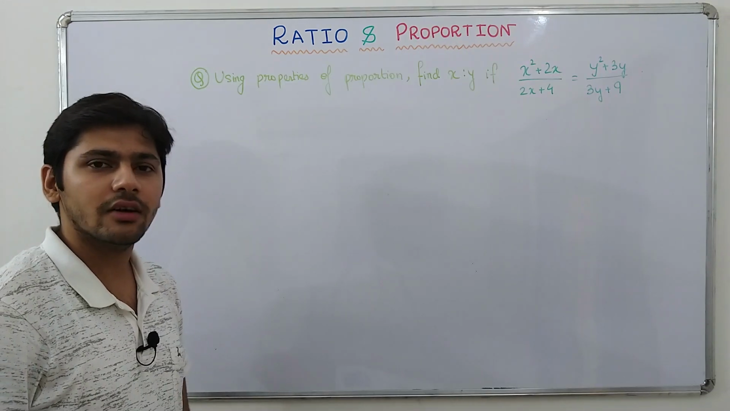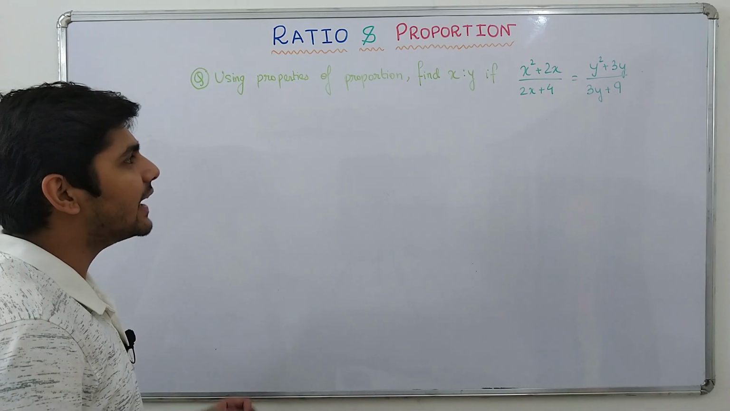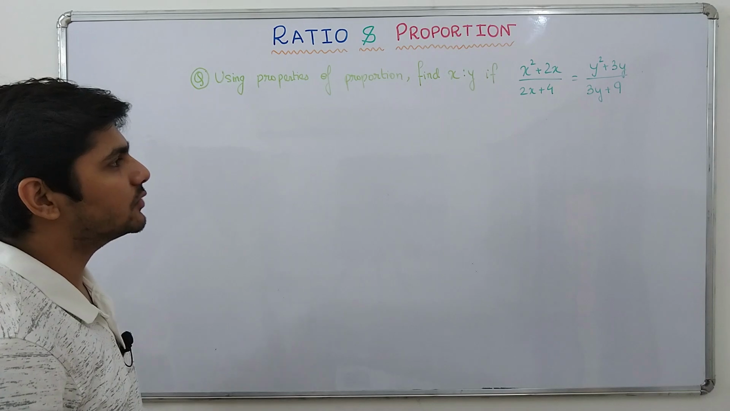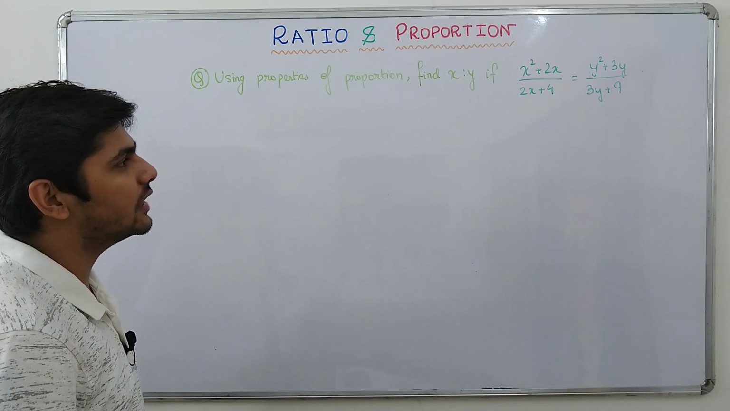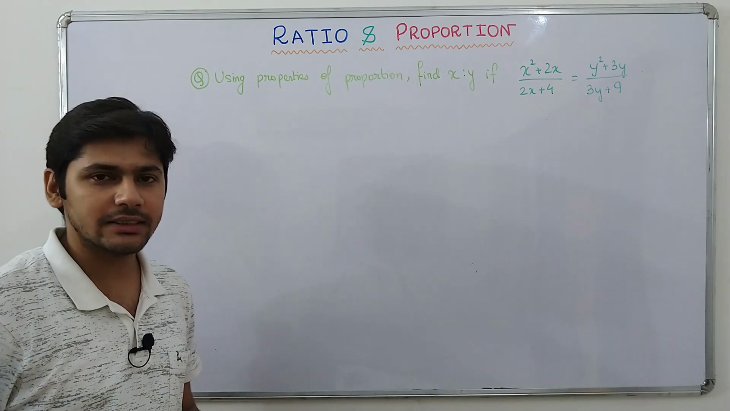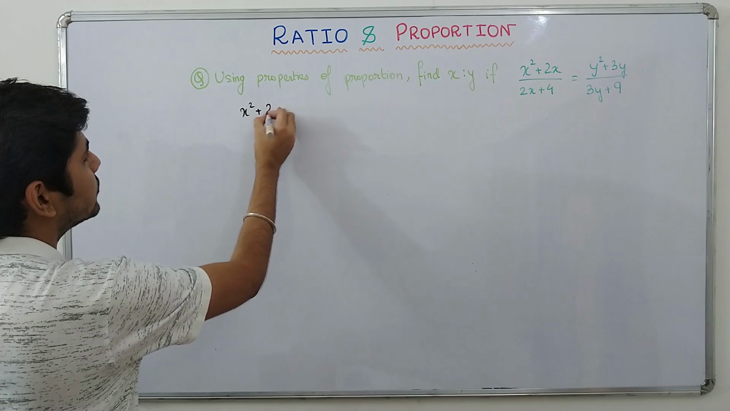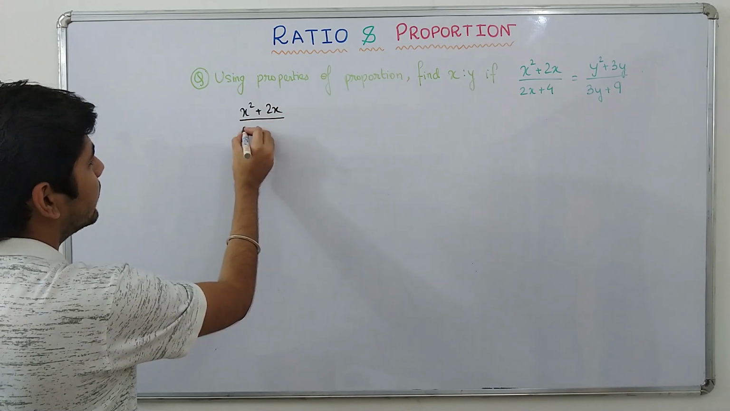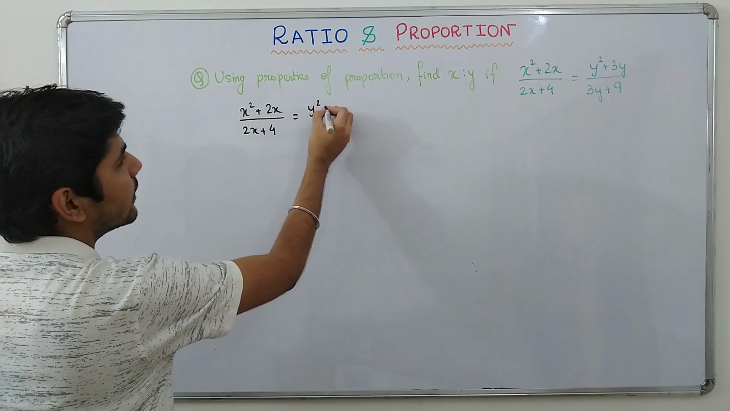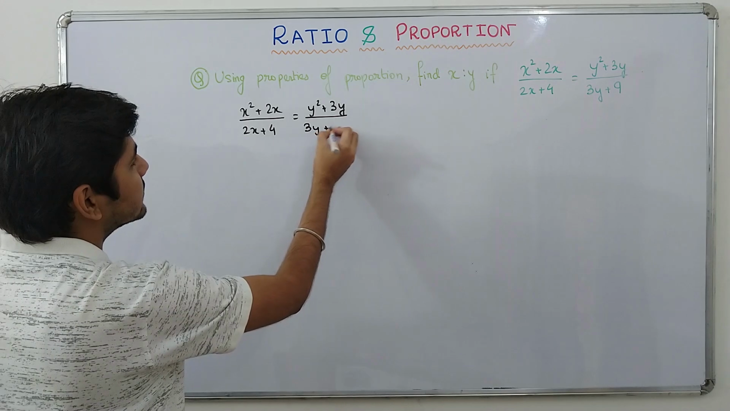Moving on to the third question. Using properties of proportion, you have to find x is to y if (x square plus 2x) by (2x plus 4) is equal to (y square plus 3y) by (3y plus 9). First of all, let me write the expression which is given. So (x square plus 2x) by (2x plus 4) is equal to (y square plus 3y) by (3y plus 9).